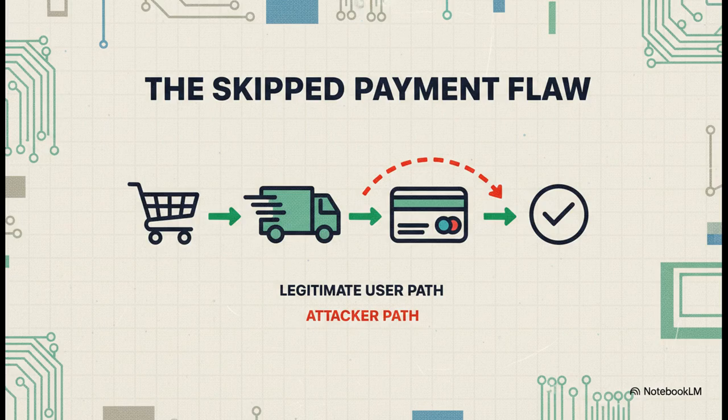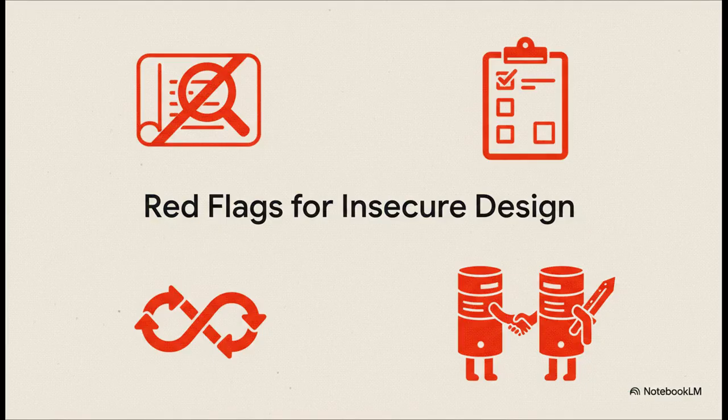All because the system never bothered to check if the previous steps were actually completed. Now, these examples are really just symptoms of much deeper issues. When you see teams doing zero threat modeling, or when security is just an afterthought in the user stories, when you see unsafe workflows with no limits on how often an action can be performed, or when there's this blind trust between different microservices, those are all giant flashing red flags for insecure design.